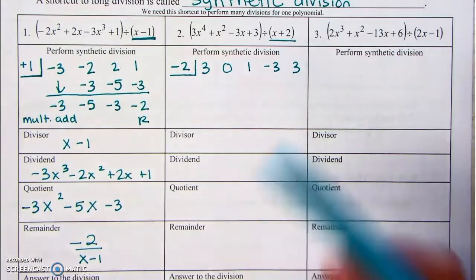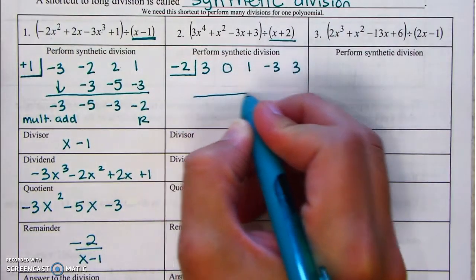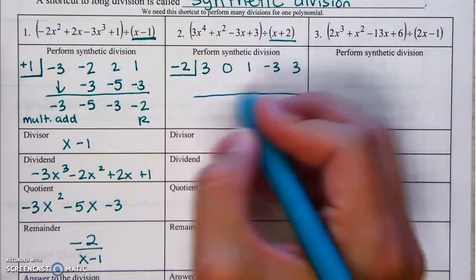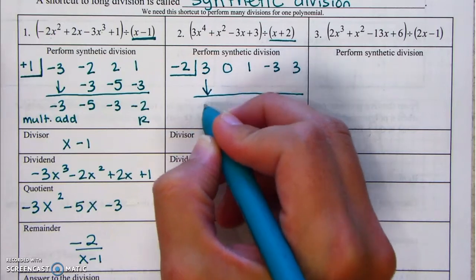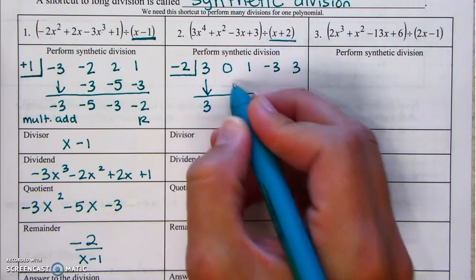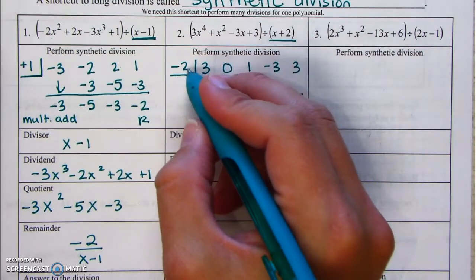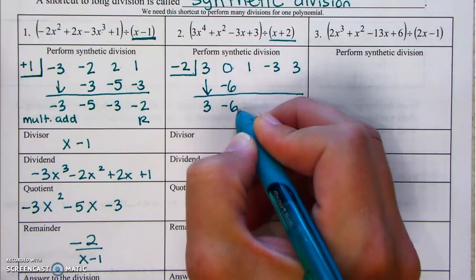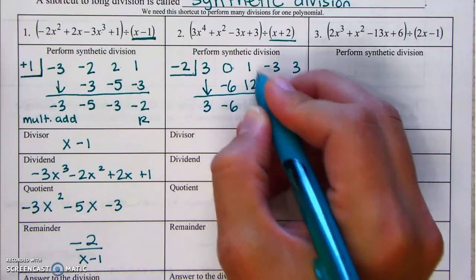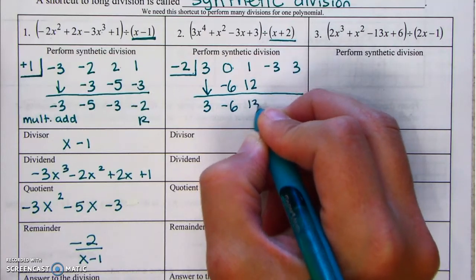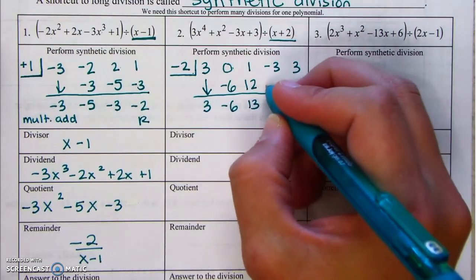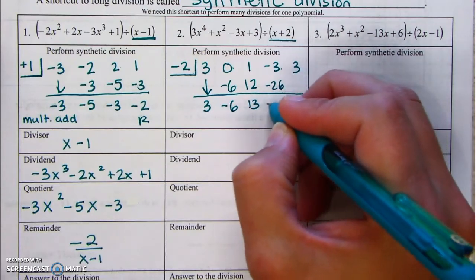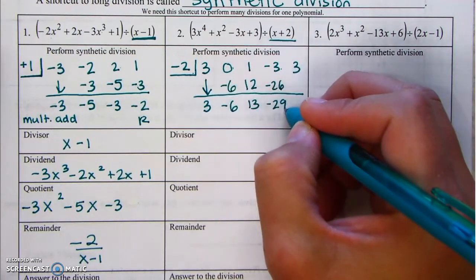What happens next? Skip a line, draw a line, bring down the first term. Multiply and add. Multiply -2 times 3. Add down. -2 times -6. Add down. -2 times 13. Add down. Negative 2 times negative 29.